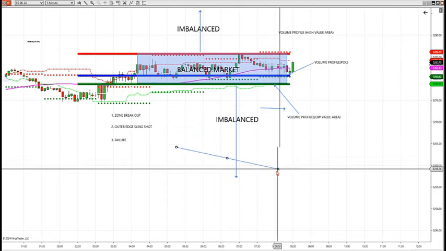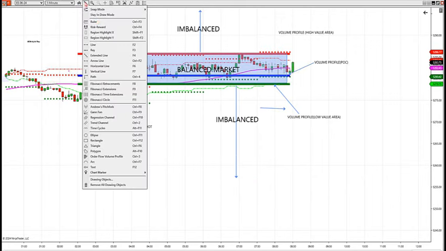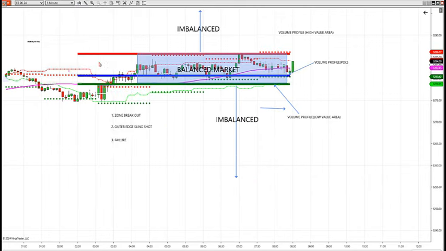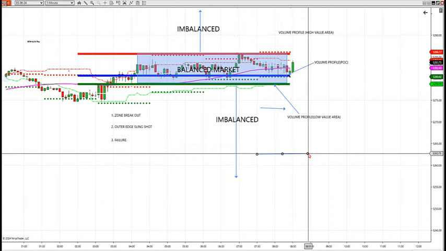So as price ticks along, and once you get into an imbalanced market, these will fire off. And they'll fire off, let's say you break down below low value area, you'll see these dots fire off down here as a target.